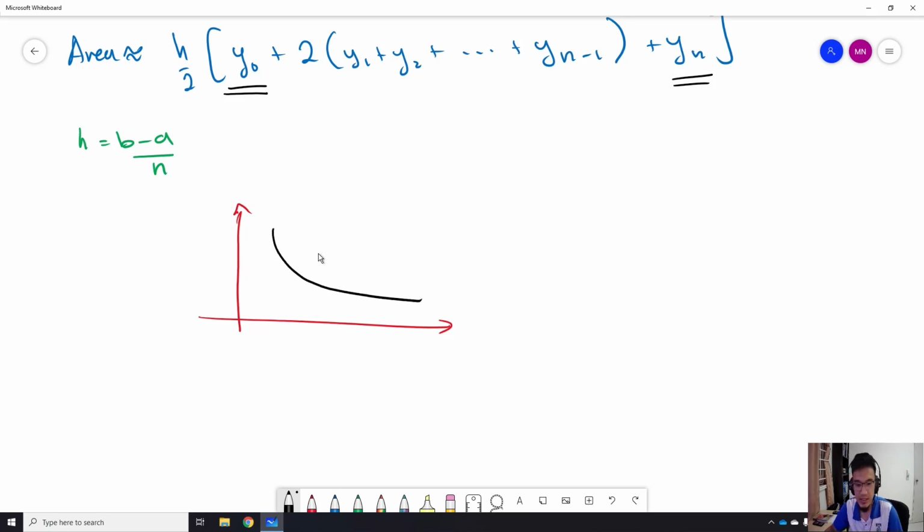Okay, so let's say this is the same graph that I showed you before. This is the y and x graph. So let's say we want to find the area between a and b. In order to find the area between a and b, the region of a and b needs to be divided, this you already know, into several intervals, or we call it equal strips. We divide it into equal strips.